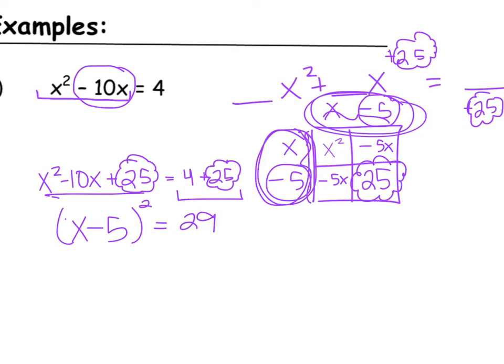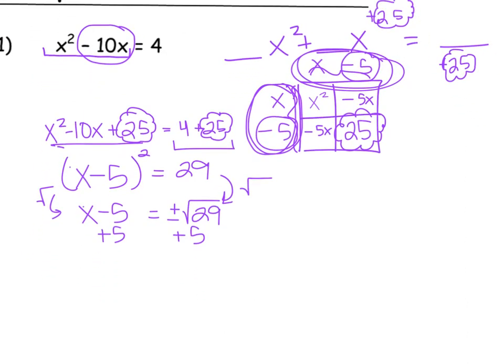So when I take the square root of the left, I just get x minus 5. When I take the square root of a perfect square, I just get back what I started. However, on the other side, I get the positive or negative square root of 29. And then my last step to solve for x means that I need to add 5 to both sides. So I get x equals 5 plus or minus the square root of 29. And you'll notice that again, just like we did in the quadratic formula, we get that plus or minus here to give us our two answers.